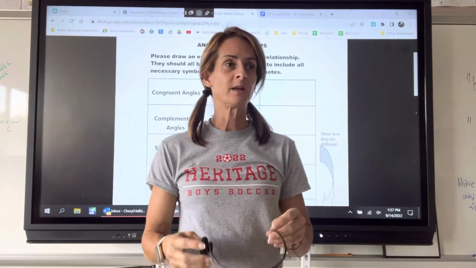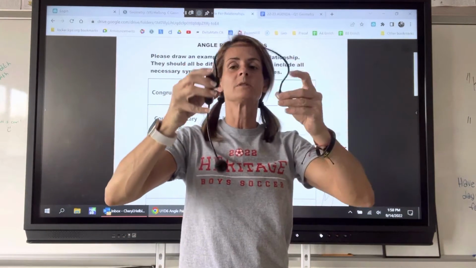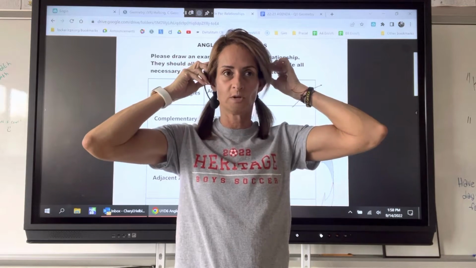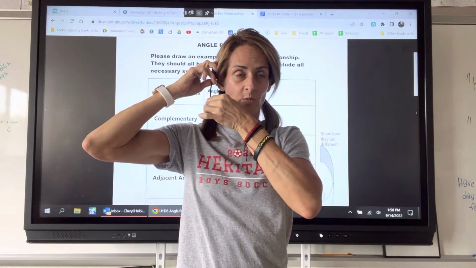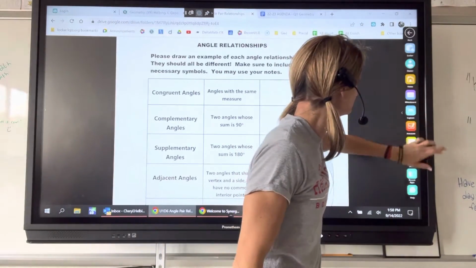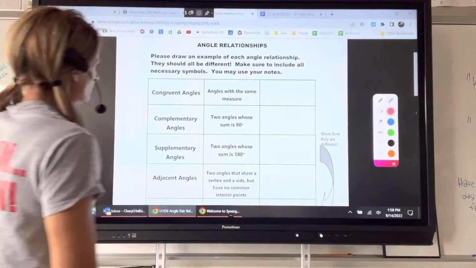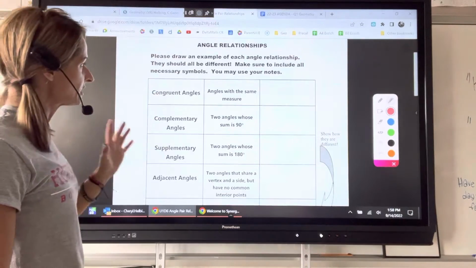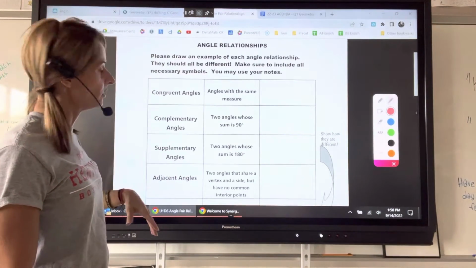We're going to be looking at drawing examples of angle relationships in geometry today. And so there's a lot of vocabulary we're about to go over. So without further ado, draw an example of each angle relationship, and we want them to be all different.